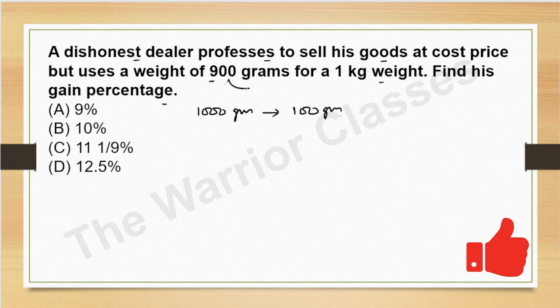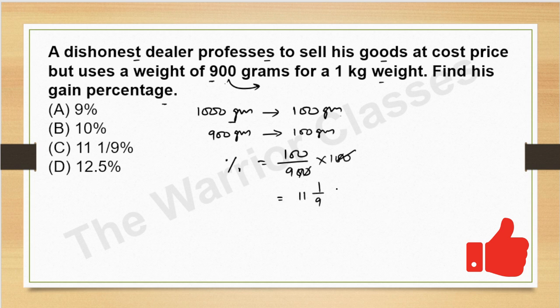In the question, he saves 100 grams, but because of the dishonesty, he sells 900 grams, taking an advantage of 100 grams, right? So the gain percentage will be 100 gram divided by 900 gram multiplied by 100. Here the two zeros are cancelled. So 100 divided by 9 is 11 1/9 percent. So the gain percentage will be 11 1/9 percent. So option number C is correct.